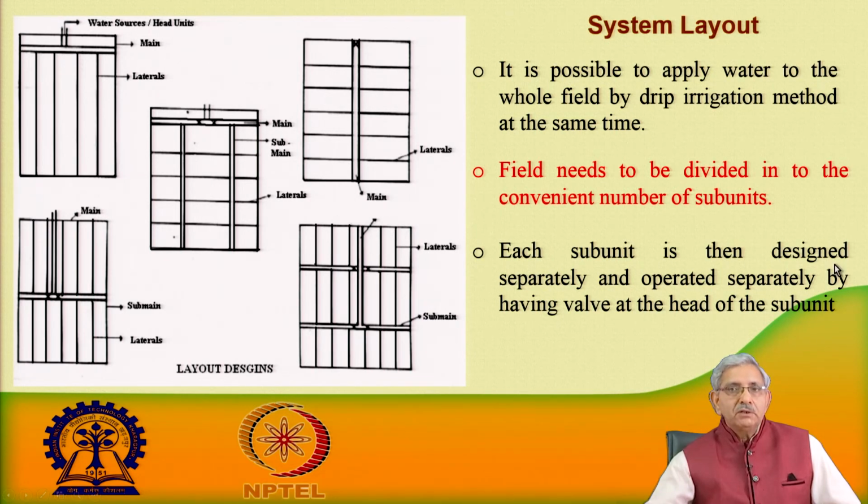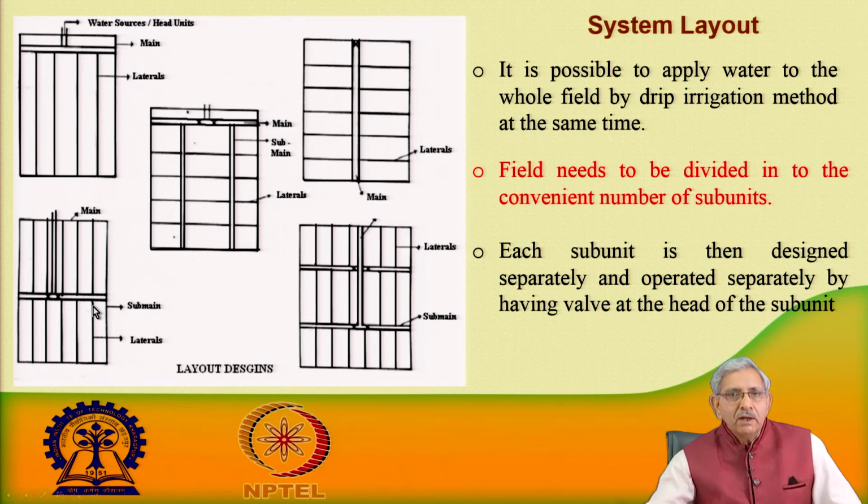Each subunit is then designed separately and operated separately, having a valve at the head of the subunit. In this one case, the main pipeline comes to the center and then sub main pipelines, and from these sub main pipelines laterals have been attached. Here there are two sub mains, one sub main line goes this side, another goes the other side, and for each sub main line there is a gate valve attached.